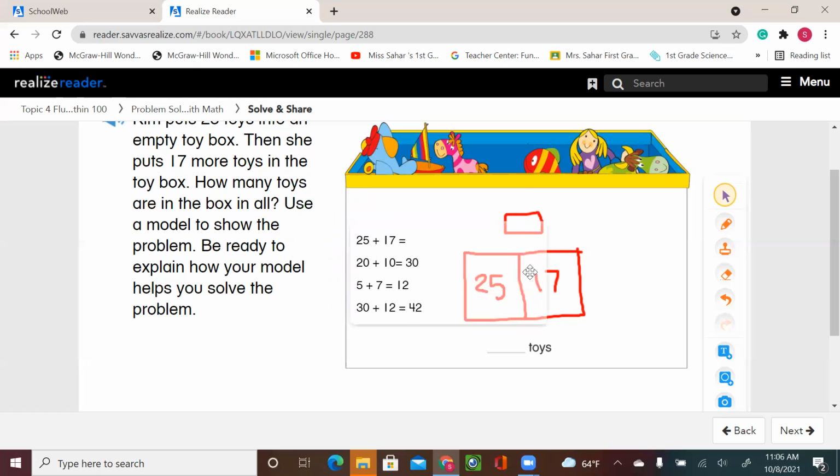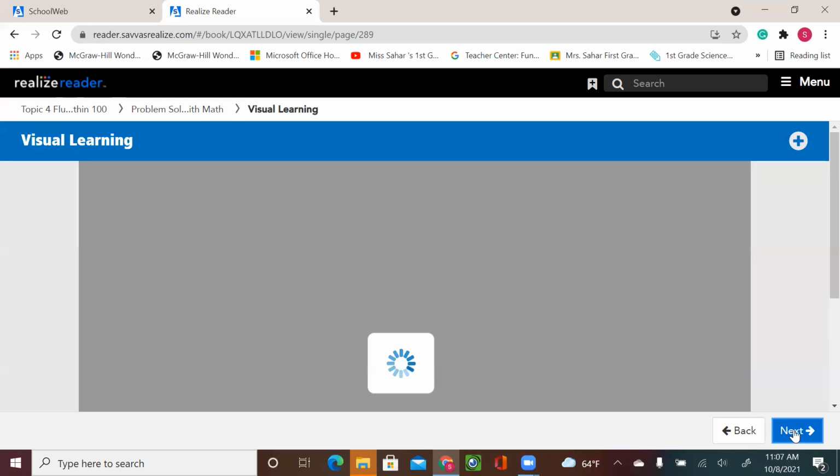So I used the bar diagram and I used the strategy that I add the tens together, and my total is 42. So let me write here, take a different color. So my sum is 42. So there are 42 toys in the box. Okay, let's go for the next.